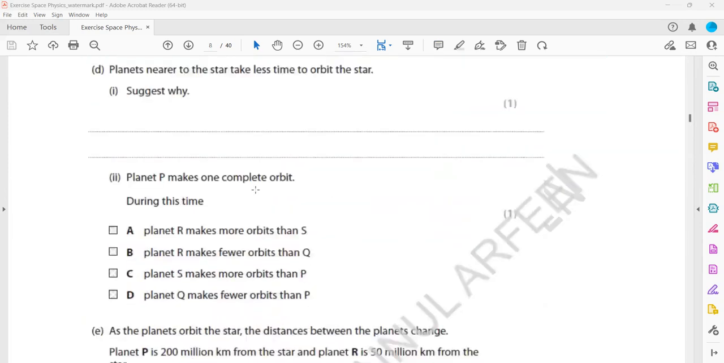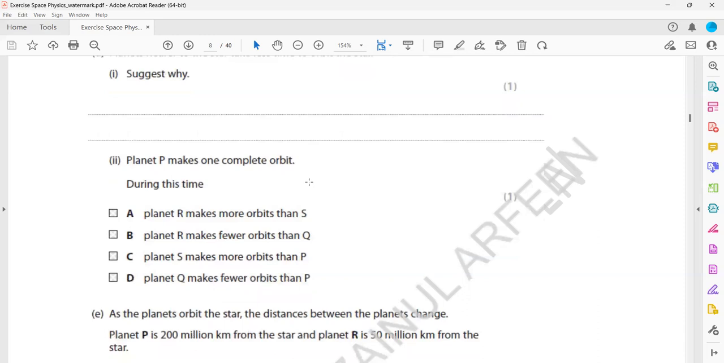The planet P makes one complete orbit. Yes, you can mention that also: the orbit is less eccentric, the orbital distance is shorter. You can mention that as an answer. The answer can be a smaller orbital path or distance, or it is closer, and so a large speed for close planets. Or smaller orbital radius you can also mention.